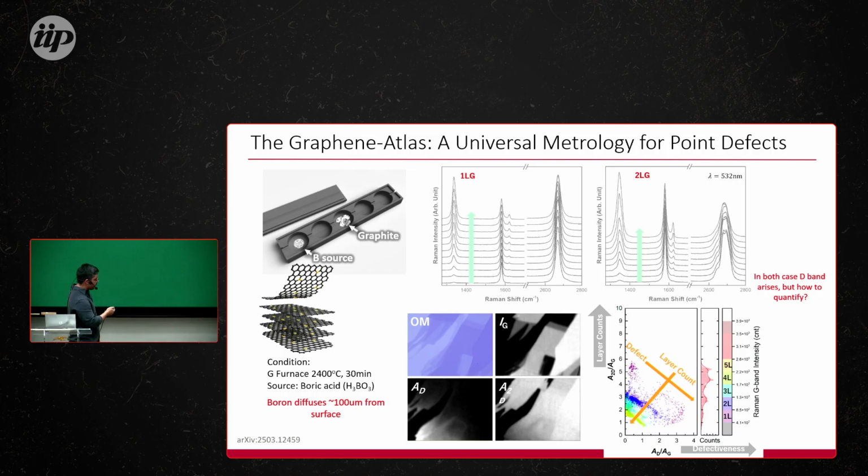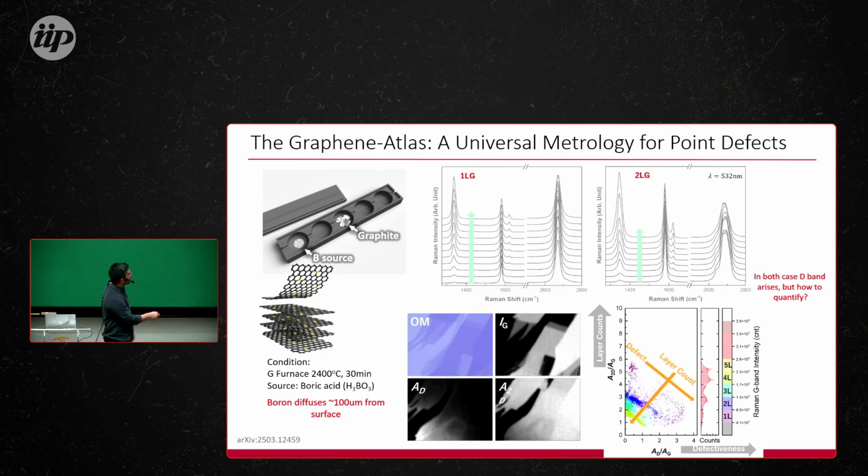This is in collaboration with Korea and Japan. Basically, we grew graphite using boric acid to replace carbon atoms with boron. That's all. So we will have a boron-doped graphene system. However, what we grow is not monolayer samples, it's a crystal. Then we take this crystal and exfoliate it.